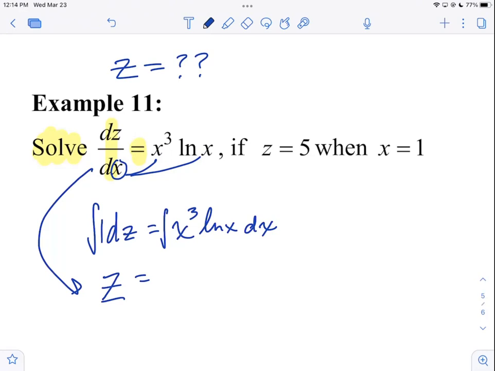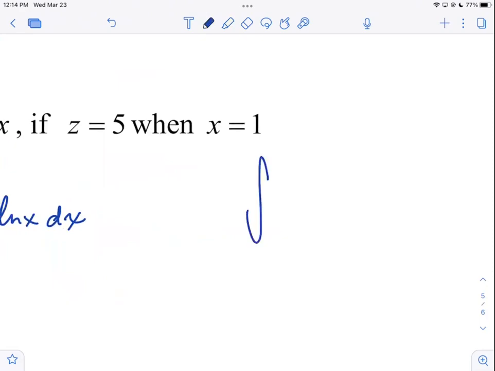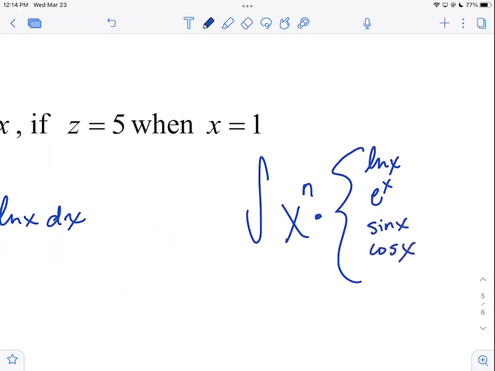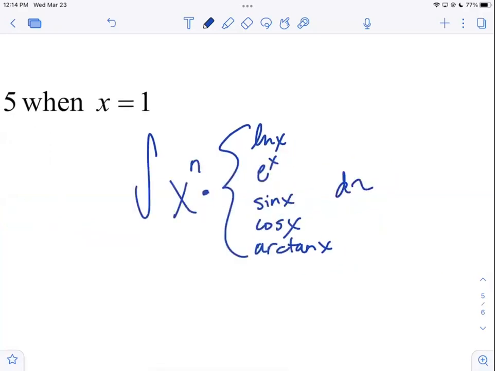If you ever have powers of x or polynomials for that matter in the presence of, okay, let's just say this. If you have x to the n, and then the other factor is either like ln of x, e to the x, sine of x, cosine of x, arctangent of x, any of that stuff with respect to x, guess what you're probably going to have to use? You're going to have to integrate by parts. Yeah. You're going to have to integrate by parts.